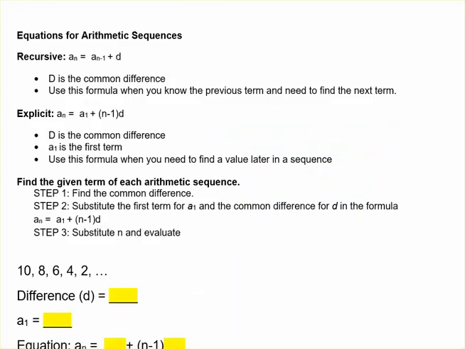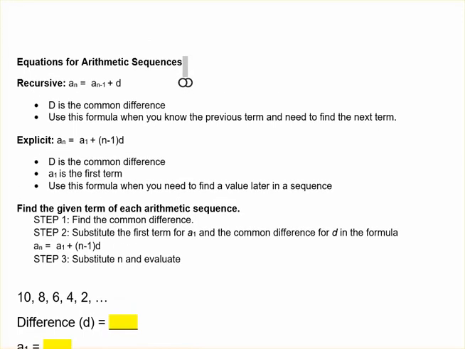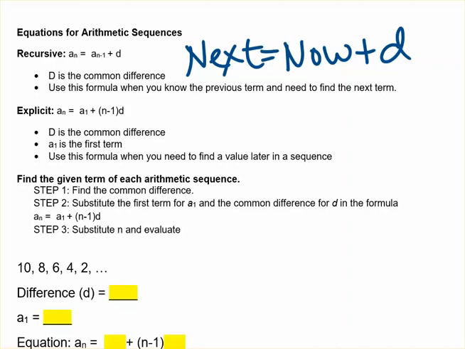In the first lesson this week, we found out how to write recursive equations. Recursive equations allow us to find the next term if we know the previous term. In this case, our recursive equation is a sub n equals a sub n minus 1 plus d. Remember, last time we wrote this as a next and now equation, so we could write this as next equals now plus d. Again, this is helpful if we know our current value and we just want to find the next one.